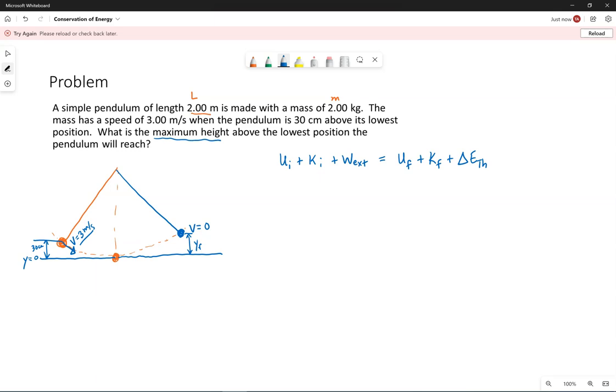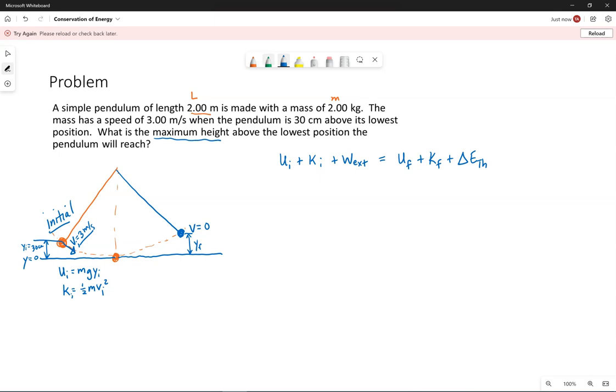All right. So my initial moment in time, I'm going to call this moment where I drew first, where we're saying we have an initial velocity of 3 meters per second and an initial height of 30 centimeters. At this moment in time, we do have gravitational potential energy because we are above that lowest point, which is where I defined 0 to be. We do have kinetic energy initially.